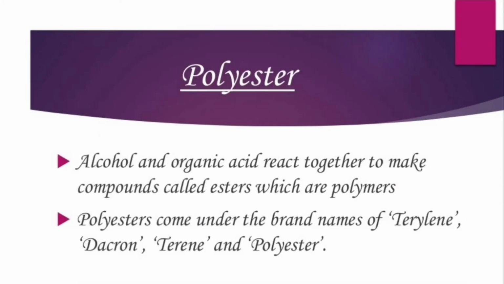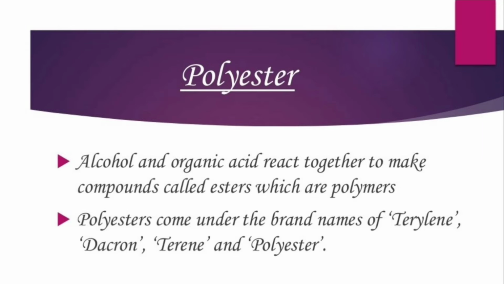Then next one is polyester. So polyester is another synthetic fiber. So we can look at how this polyester is prepared. Alcohol and organic acid react together to make compounds called esters. So ester is a compound which is formed from the reaction of alcohol and organic acid.